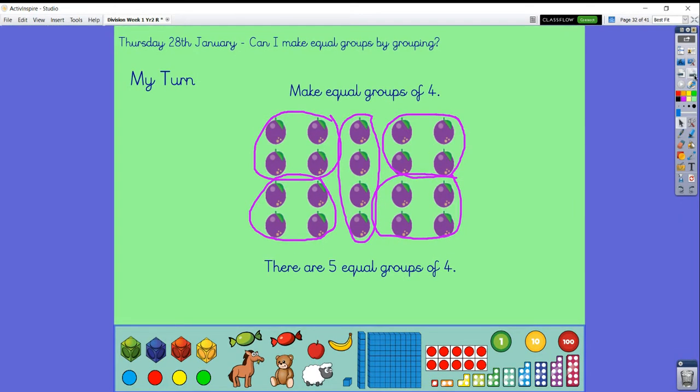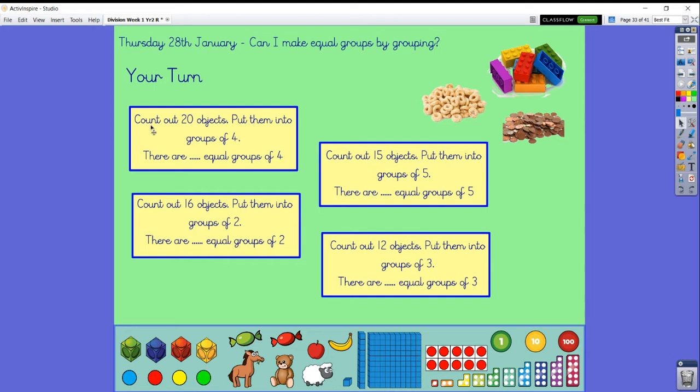So I want you to have another practice at that. So if you get 20 objects, can you group them into 4? So that's taking a group of 4 objects, take another group of 4 objects. How many did you get in each one? Then have another go, have a go at the other ones with the different numbers.